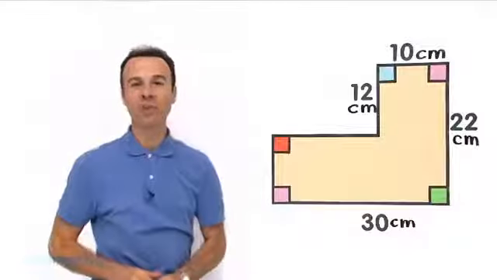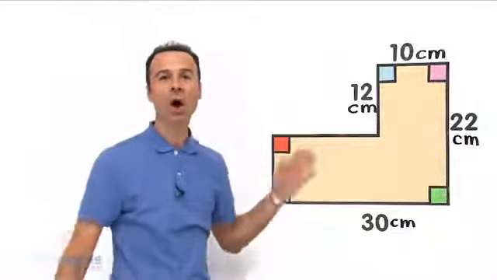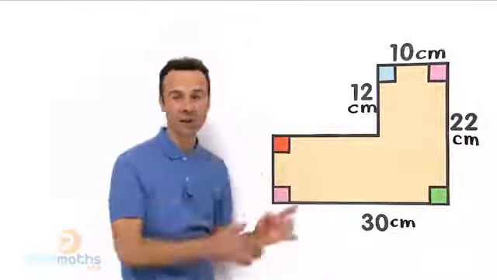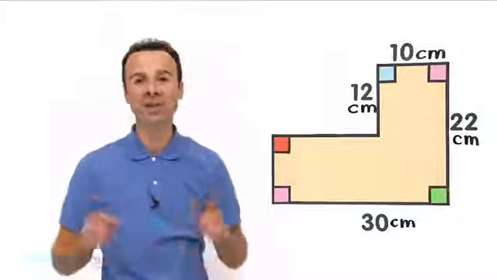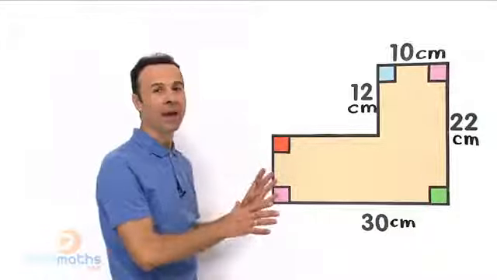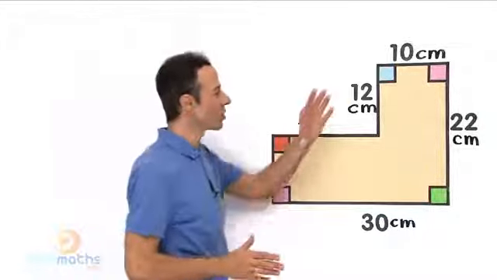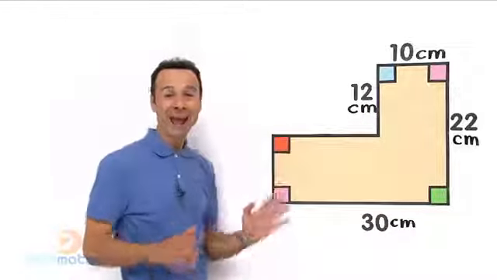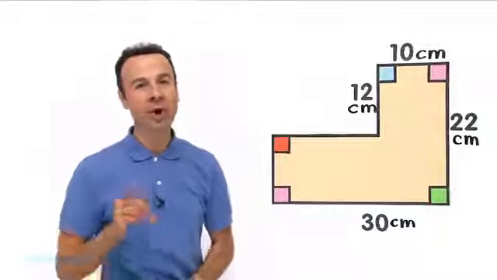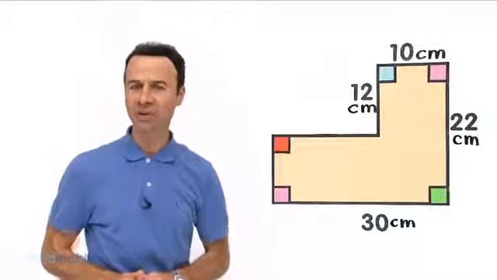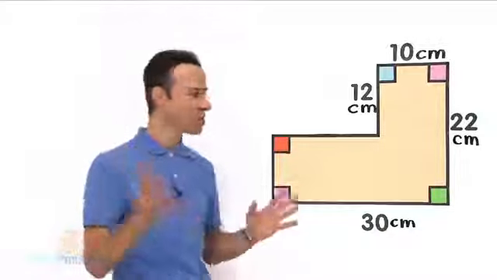Hi guys, if you would like to be able to calculate complicated composite shapes like this one, then stay tuned, because I'm going to teach you how to tackle these guys. This shape is not a regular square or rectangle. It's got kind of an L shape to it, and it's got 6 sides. The odd thing though is they've only given us 4 sides. Let me just show you.